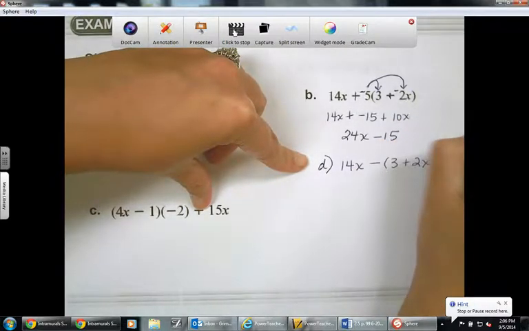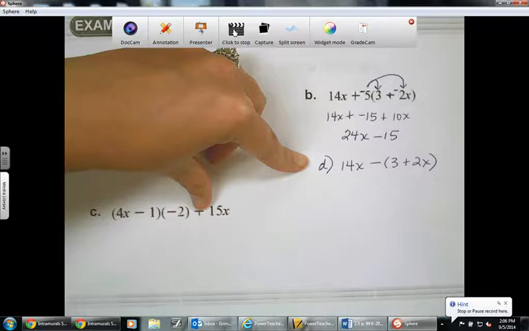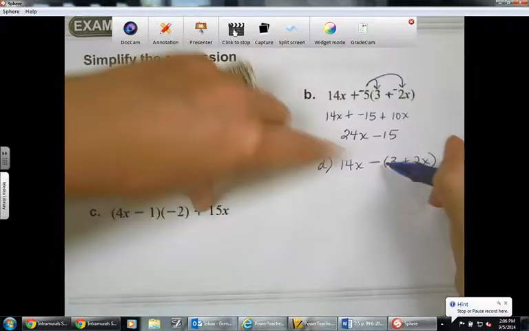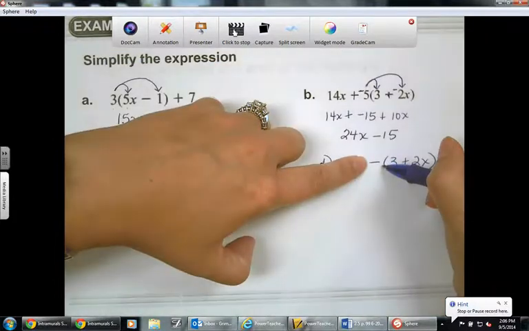Does anyone know what I need to distribute there? This really threw them on the homework. Christian? The negative sign is actually the negative. Perfect answer. Okay, so this is again why I like to change my signs. You're actually distributing a negative here.